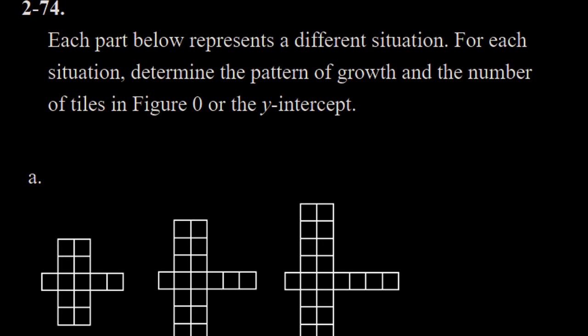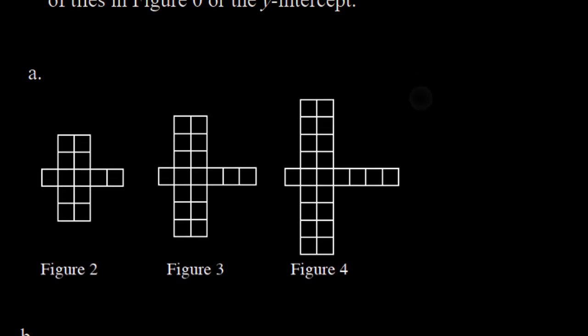Each part below represents a different situation. For each situation, determine the pattern of growth and the tiles in figure 0 or the y-intercept. Okay, so yikes. It looks like as I move forward here, I'm always adding one tile this direction, right? There were 3, and I added one more tile this way. And I'm also adding 2 above and 2 below, right? So 2 above and 2 below. So it looks like each time I'm adding 5 tiles as I move forward.